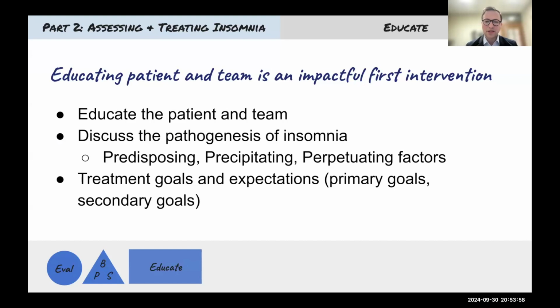After we formulate the patient and we understand what's going on, educating the patient and the team can be very impactful. We want to discuss these predisposing, precipitating, and perpetuating factors with the patient and the healthcare team, and then discuss what our goals are, both our primary goals, which might be to reduce onset of sleep or to minimize awakenings after sleep onset, but also the secondary goals of improving our patient's health and their outcomes.